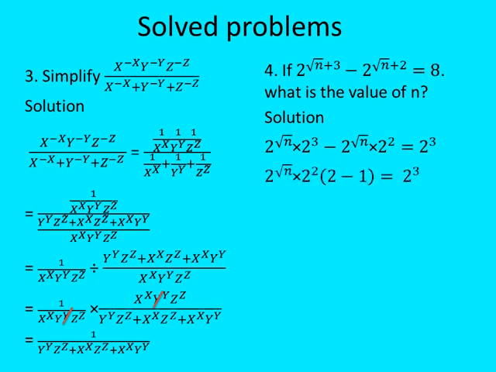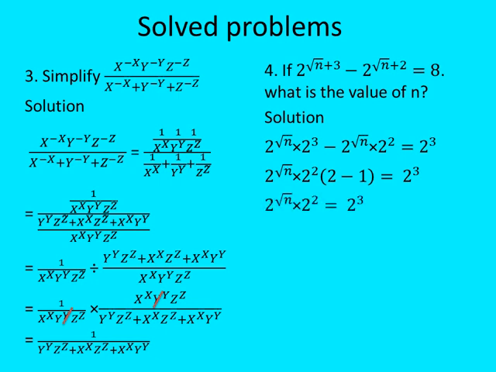So we factor out 2 raised to power. What is common to both sides is 2 raised to power root of n times 2 raised to power 2. So if we factor out 2 raised to power root of n times 2 raised to power 2 from 2 raised to power root of n times 2 raised to power 3, we have 2 left, minus, and if we factor out 2 raised to power root of n times 2 raised to power 2 from 2 raised to power root of n times 2 raised to power 2, we have 1 left. So, this is equal to 2 raised to power 3. 2 minus 1 is 1, and 1 times anything will give us that thing back.